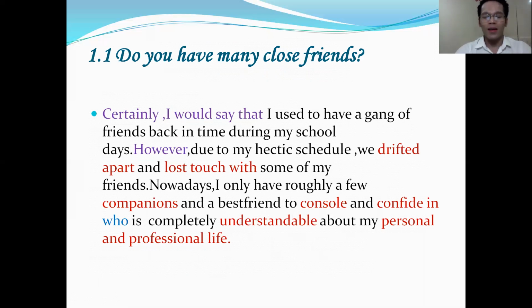Certainly, I would say that I used to have a gang of friends back in time during my school days. However, due to my hectic schedule, we drifted apart and lost touch with some of my friends. Nowadays, I only have roughly a few companions and a best friend to console and confide in, who is completely understandable about my personal and professional life.